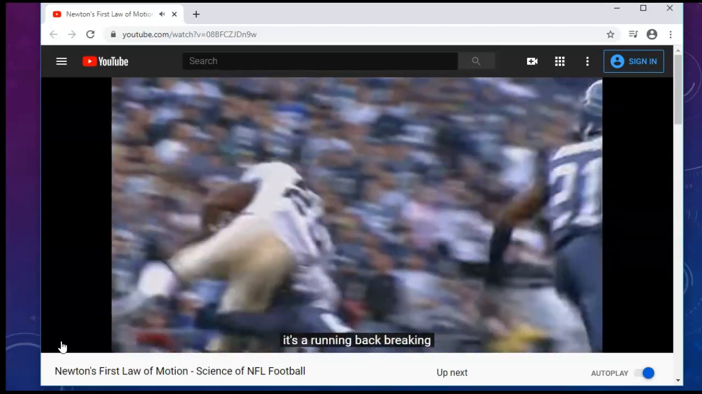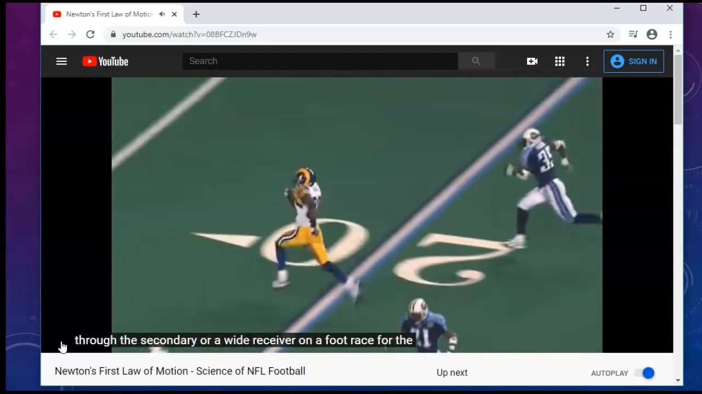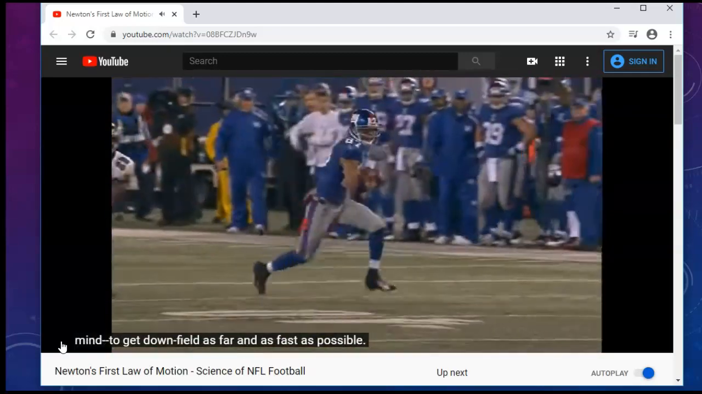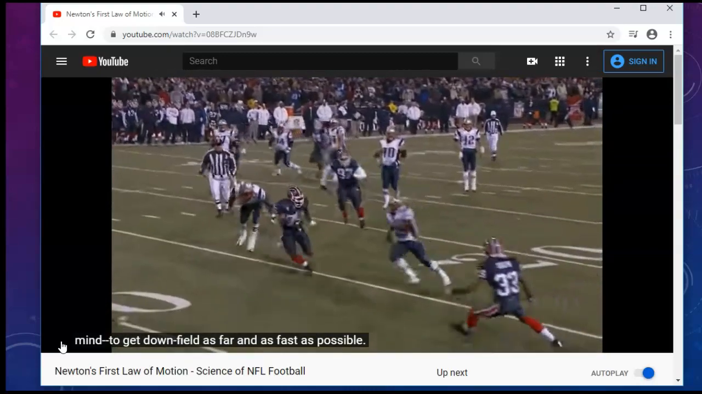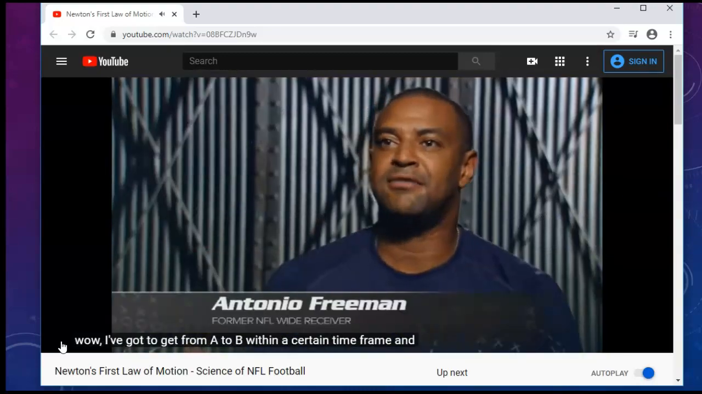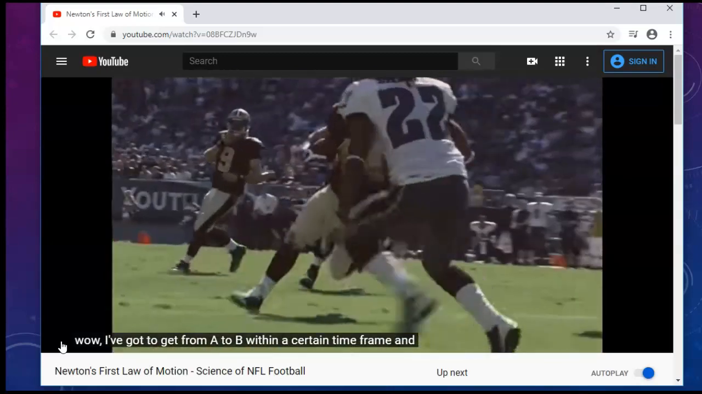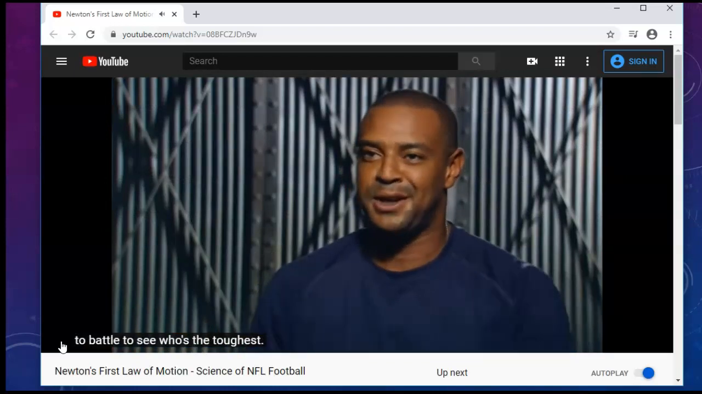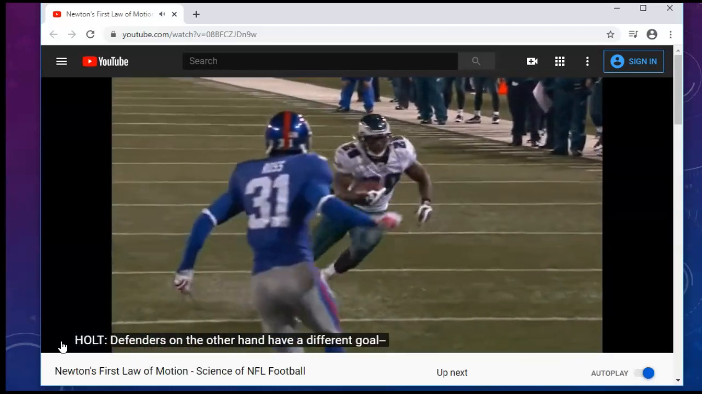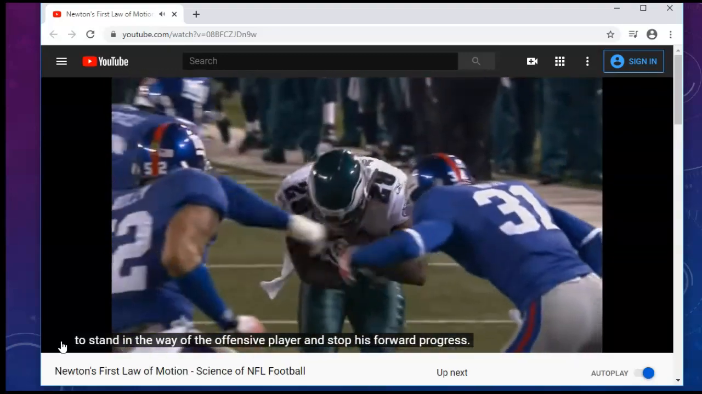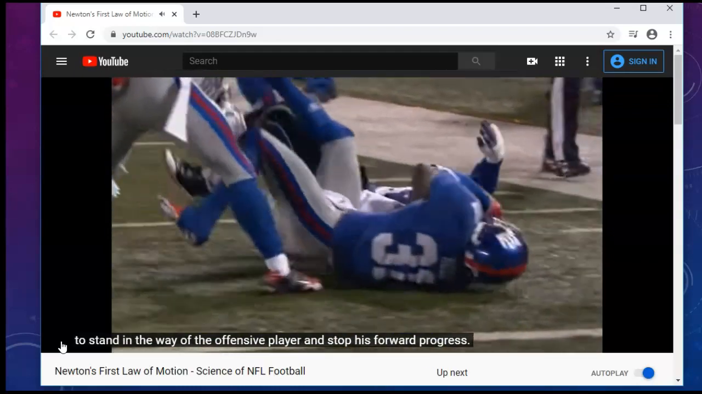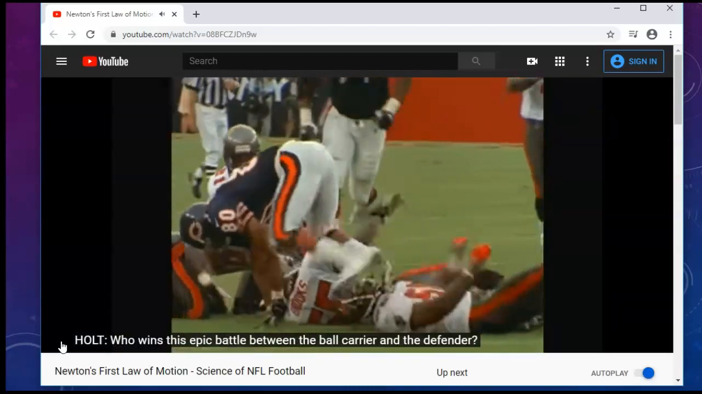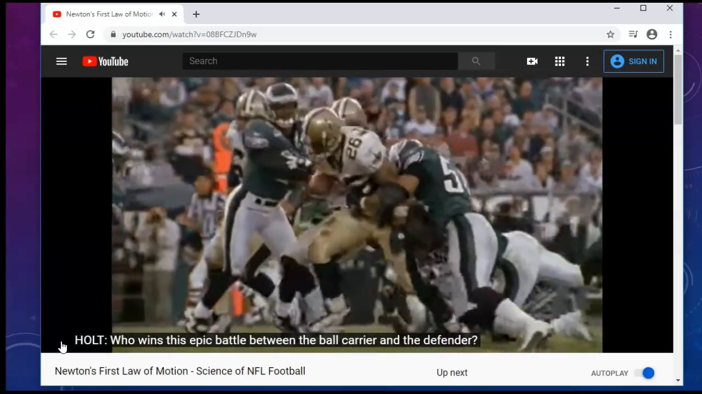Whether it's a running back breaking through the secondary or a wide receiver on a foot race for the end zone, most defensive players in the NFL have a single goal in mind: to get downfield as far and as fast as possible. We're thinking, wow, I've got to get from A to B within a certain time frame, and I can't let this guy throw me off track. So it's kind of like a chess match at that point in time. It's the battle to see who's the toughest. Defenders, on the other hand, have a different goal: to stand in the way of the offensive player and stop his forward progress. When you come in making that tackle, you've got to stop him right there on the dime. Who wins this epic battle between the ball carrier and the defender?